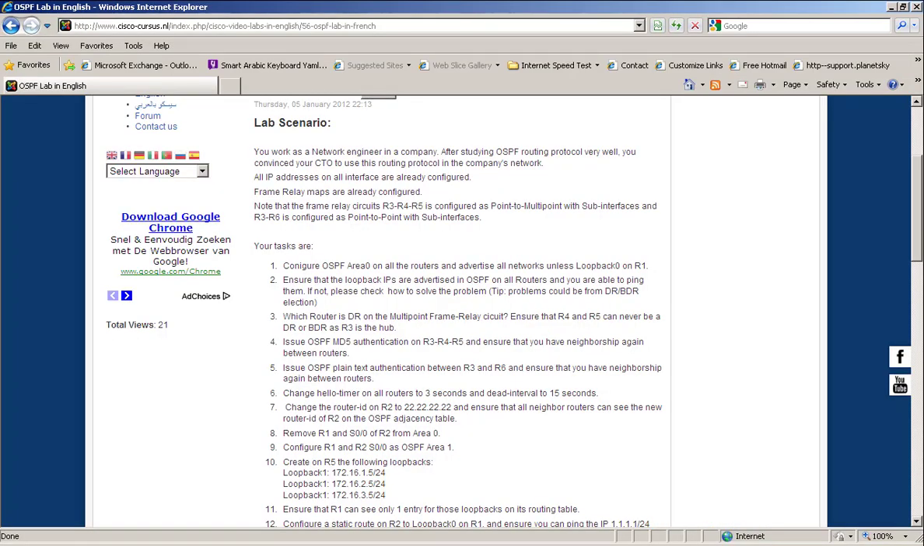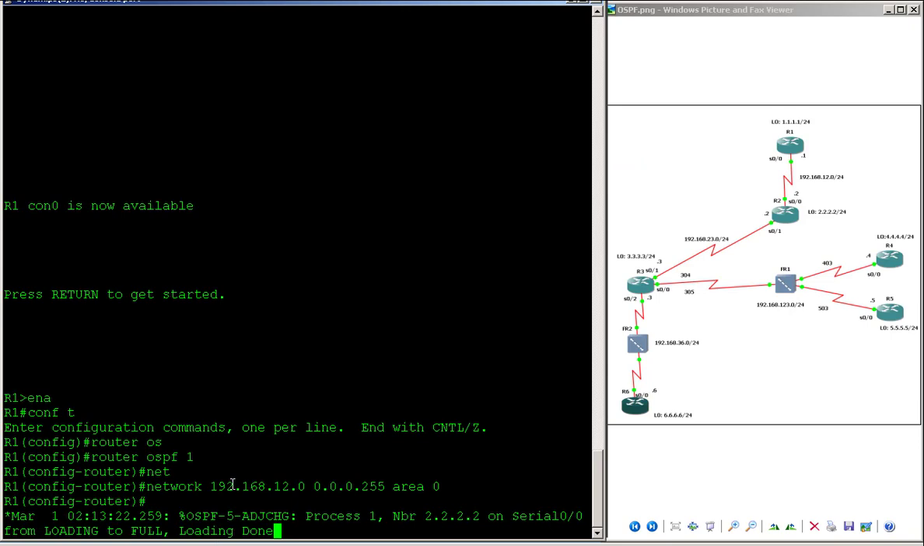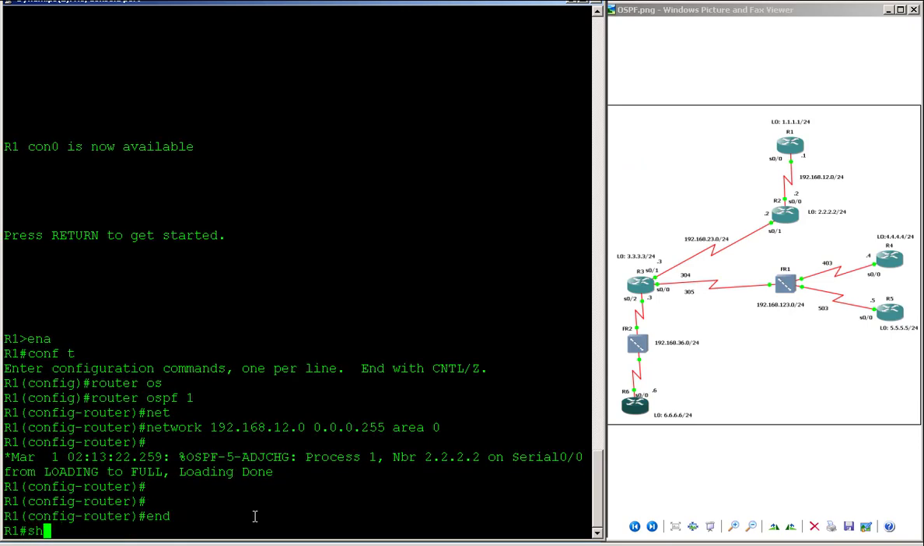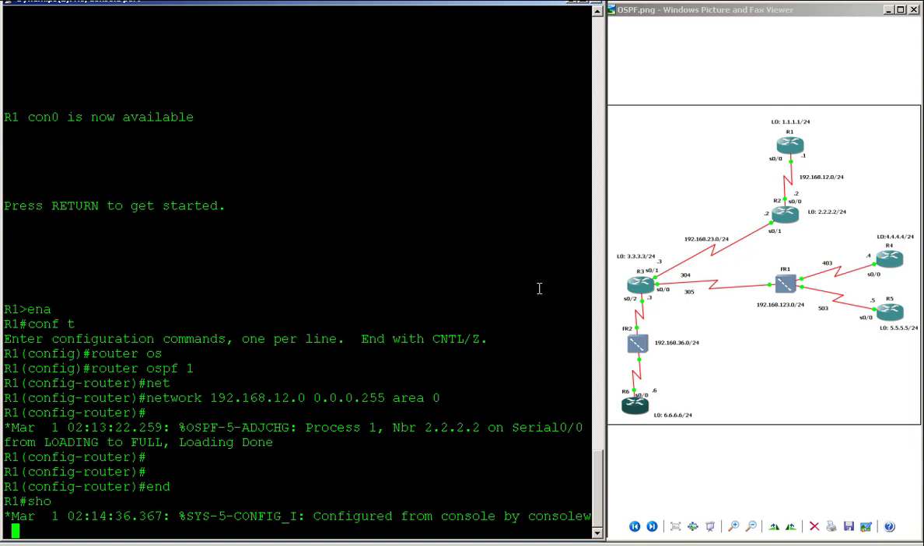Ensure that loopback IP addresses are advertised in OSPF on all routers and you are able to ping them. If not, please check how to solve problems. Tip: problems could be from BDR reduction. So this means that if I am on router 1, for example, I have to be able to see all IP addresses of loopback interfaces: on router 1 1.1, on router 2, 3, 4, 5 and 6.